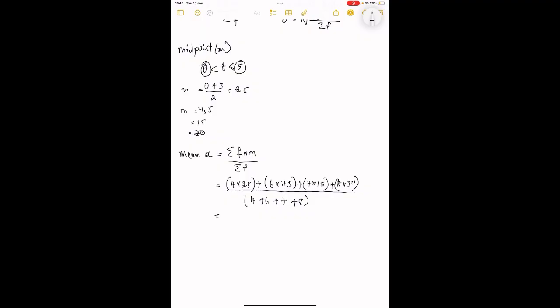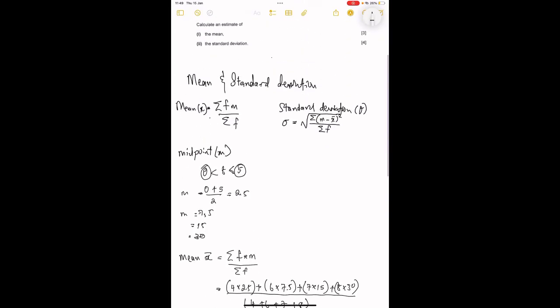Let's do it. 4 times 2.5 plus 6 times 7.5 plus 7 times 15 plus 8 times 30 gives 400, all over 4 plus 6 plus 7 plus 8, which gets 25. And then 400 divided by 25 is 16. So your mean is 16. Now you get your full 3 marks.